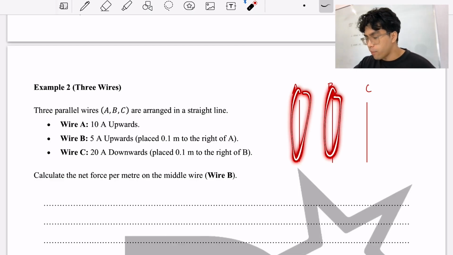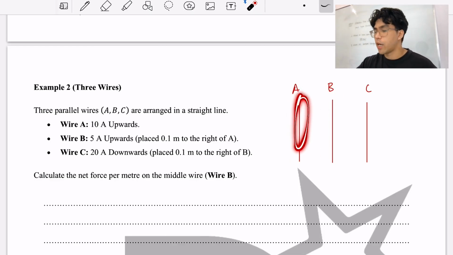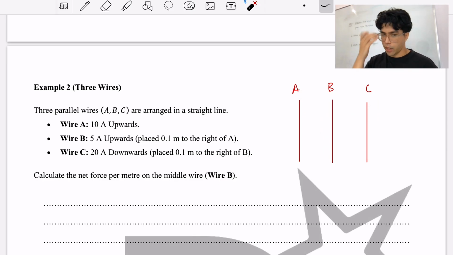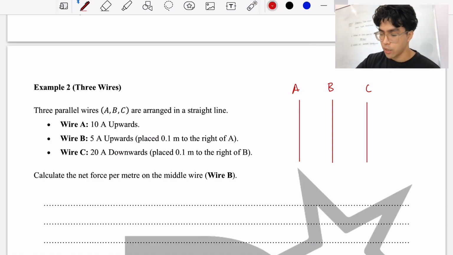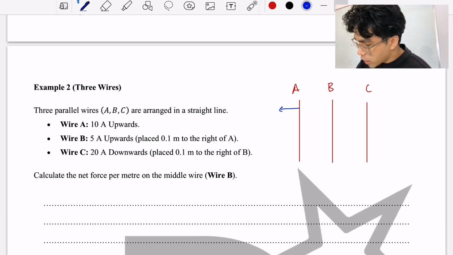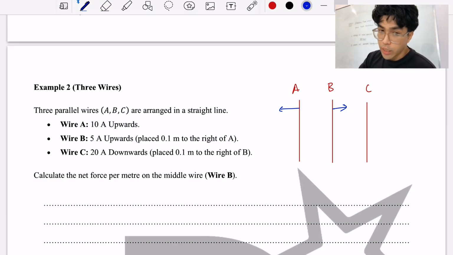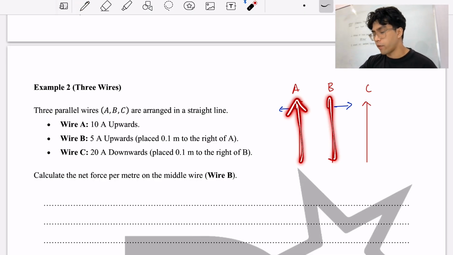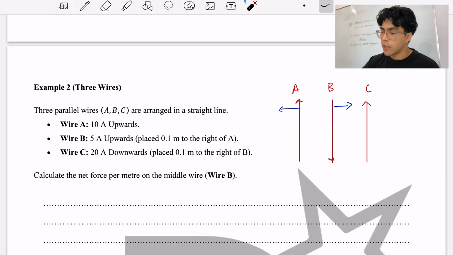For example, AB is going to apply a force onto each other, AC is going to apply a force onto each other, and BC is also going to apply a force. So there's actually 3 pairs, okay? Looking at the total forces, there's the interaction between A and B. That could either be repulsive or attractive. Let's give some directions: current here is upwards, here downwards, here upwards. A and B being different directions, that's a repulsive force.